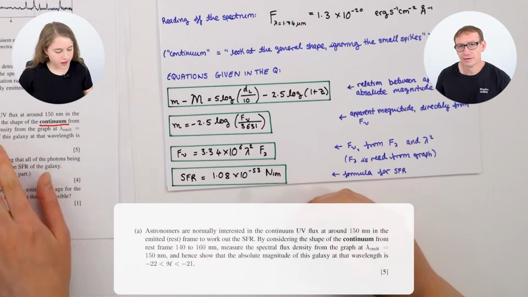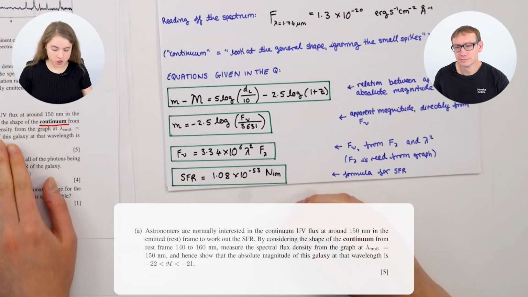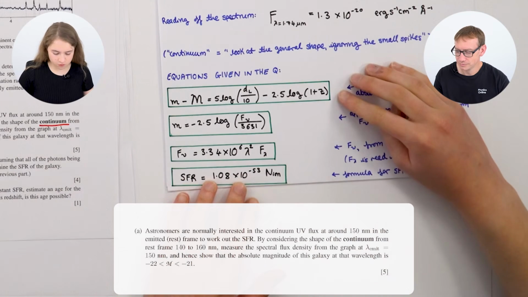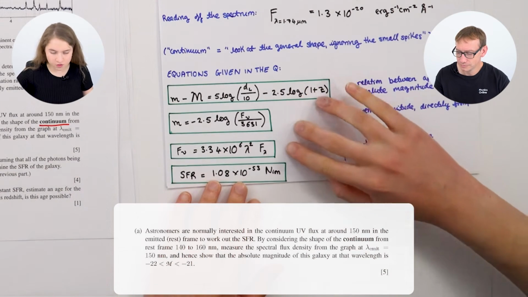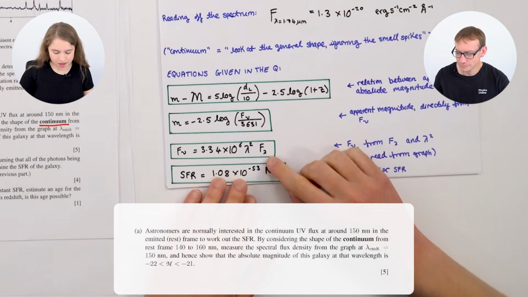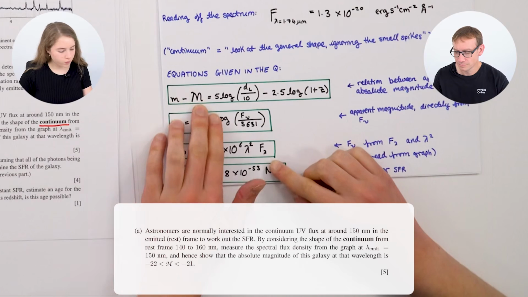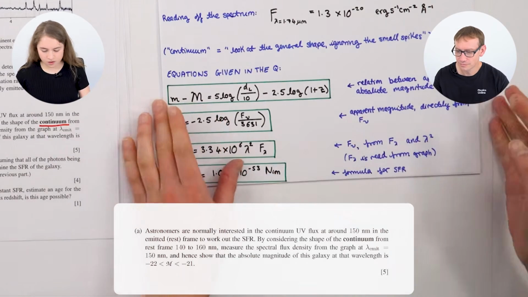What we want to do is find the absolute magnitude of this galaxy from the spectral flux density that we've just measured. And looking at these equations we've been given, we can see that we can use these three equations in steps to link up F lambda, which is what we've measured from the spectrum, with capital M, which is the absolute magnitude.